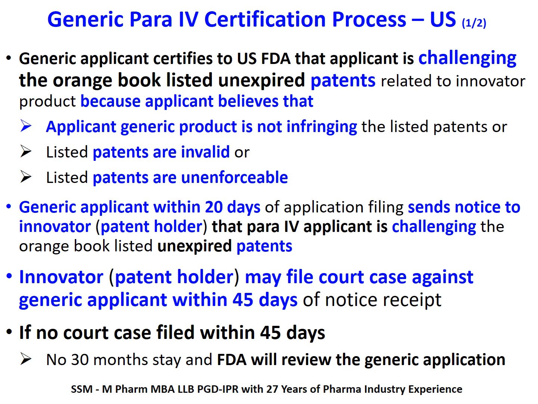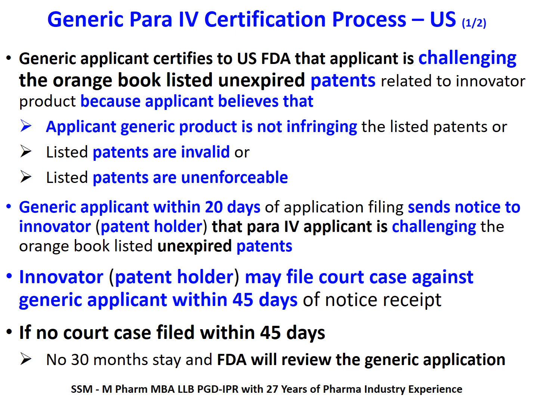Now coming to the generic Para 4 certification process. When filing a Para 4 generic application, the generic applicant has to certify to the US FDA that the applicant is challenging the Orange Book listed patents related to the innovator product, because the applicant believes that the generic product is not infringing the listed patents, or the listed patents are invalid, or unenforceable. If the generic applicant is filing this Para 4 generic application, then within 20 days of filing the application the applicant sends notice to the innovator or patent holder that he is filing a Para 4 certified generic application and is challenging the Orange Book listed patents.